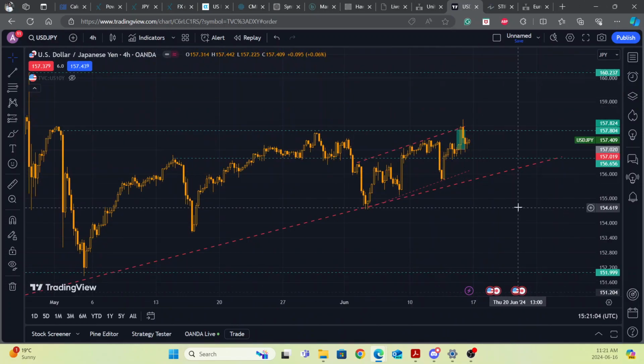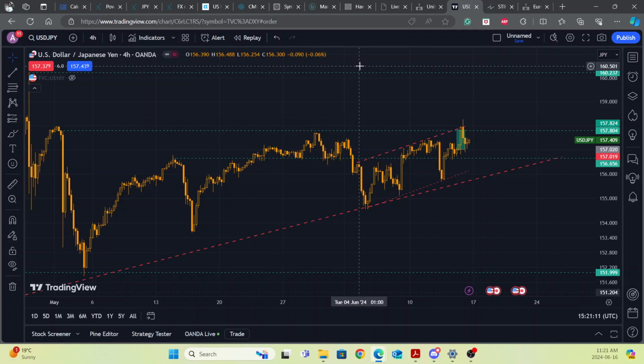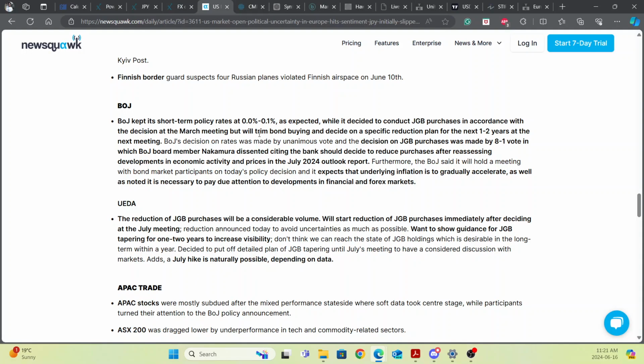Again, this whole technical scenario is a different part of the video. We're not going to go through the technicals right now, we're just going to go through the fundamentals. The fundamentals state that they came out dovish, not increasing their interest rate and stating that they are not conducting any kind of JGB tapering at this meeting. In the press conference, Ueda went hawkish and said a July hike is naturally a possibility.